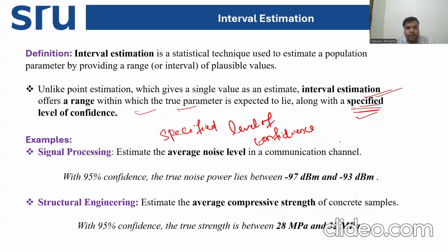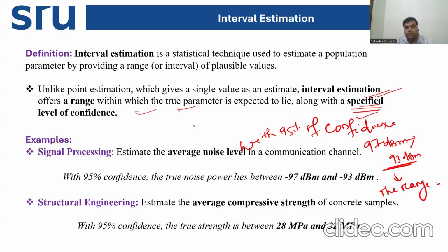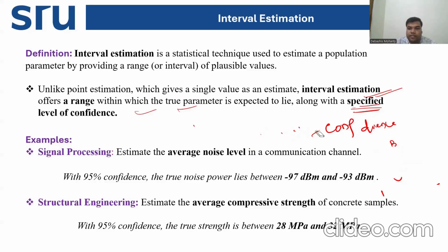Again, for example, in signal processing, we estimate the average noise level in a communication channel with 95% confidence. So here the confidence is 95%. That means the range is 93 dBm to 97 dBm. That is the range. Okay, students, so this is about interval estimates.